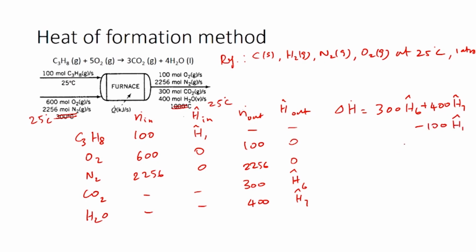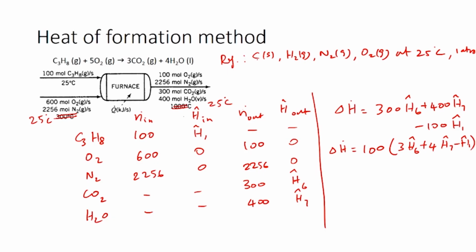So, what you have done here is you have 3 different enthalpies. So, 100 is common for all of these. So, let us just take out the 100. So, what happens is here delta H dot becomes 100 times 3 H6 cap plus 4 H7 cap minus H1 cap. So, what is H1 cap?